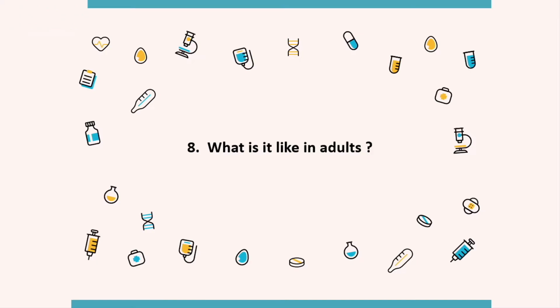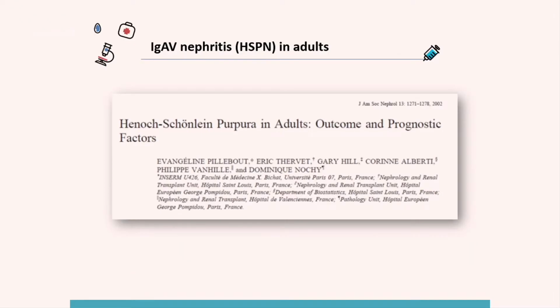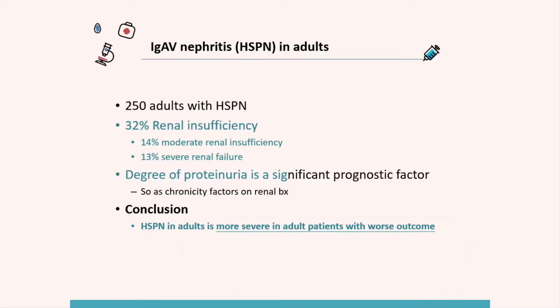Now, what happens in adults? We knew that this is predominantly a childhood disease, but it happens in adults too, and it seems that they do much worse. This is one of the earliest reviews, consisting of 250 adult patients, and you can see that a large proportion of them, 30%, have kidney insufficiency and very severe presentations, and around 13% will have severe kidney failure. So it's a very nasty disease to have if you are an adult.